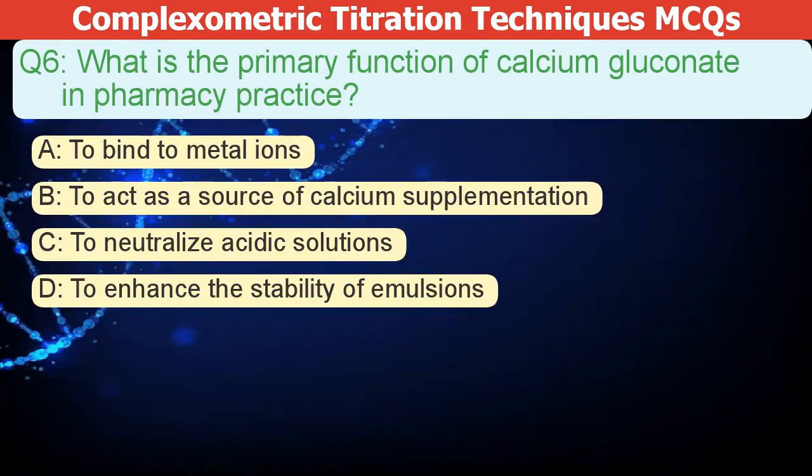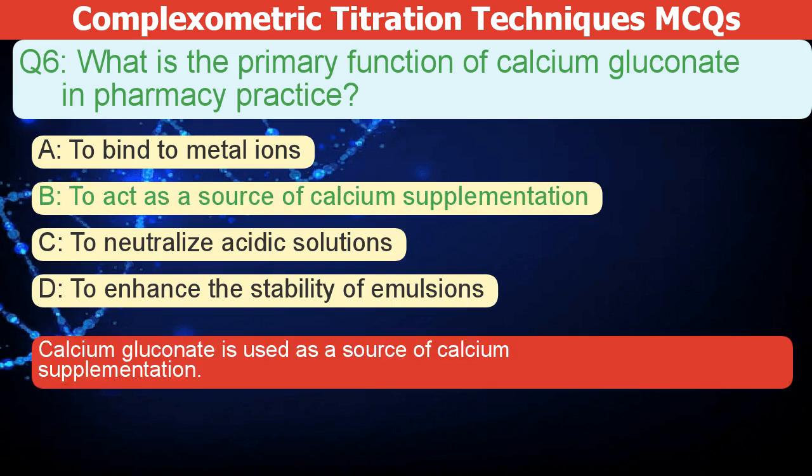What is the primary function of calcium gluconate in pharmacy practice? A. To bind to metal ions. B. To act as a source of calcium supplementation. C. To neutralize acidic solutions. D. To enhance the stability of emulsions. The correct answer is B. Calcium gluconate is used as a source of calcium supplementation.